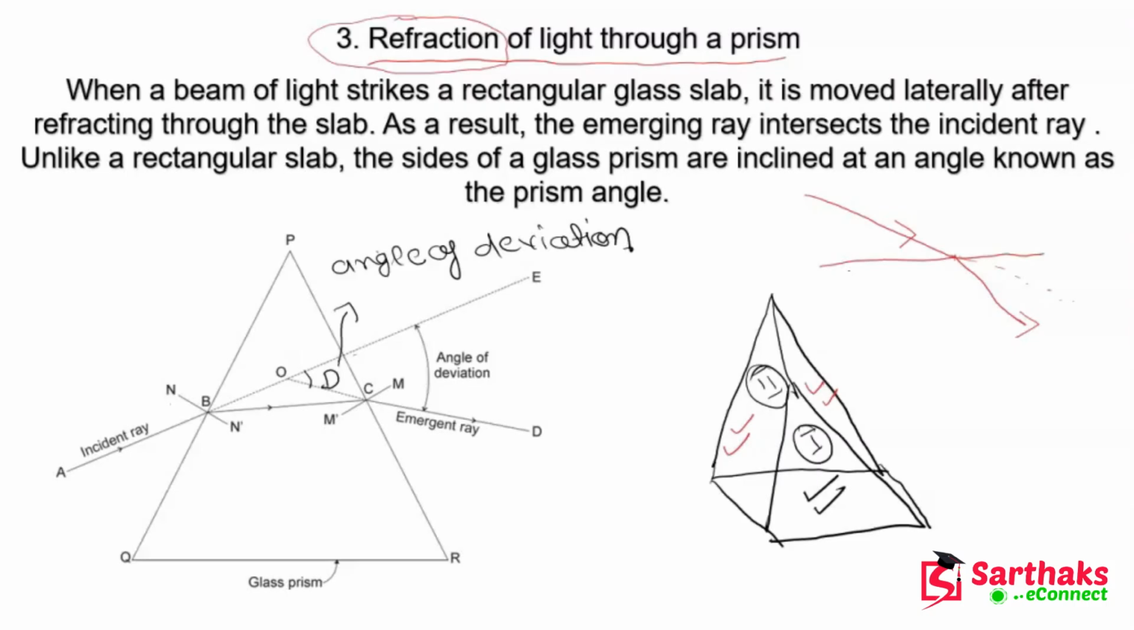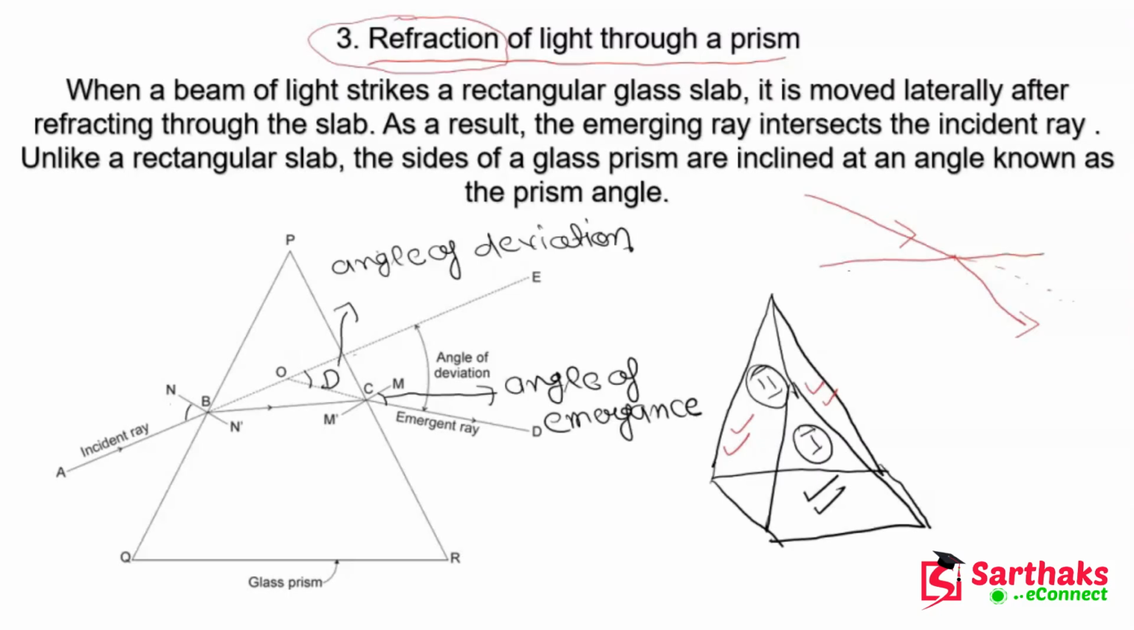Okay, now this angle is known as the angle of emergence. Angle of emergence, because this is the angle made by this normal and this emergent ray. That's why it is known as the angle of emergence.